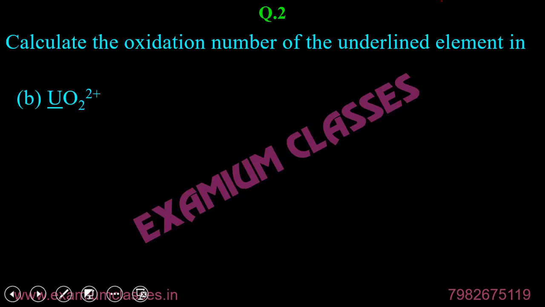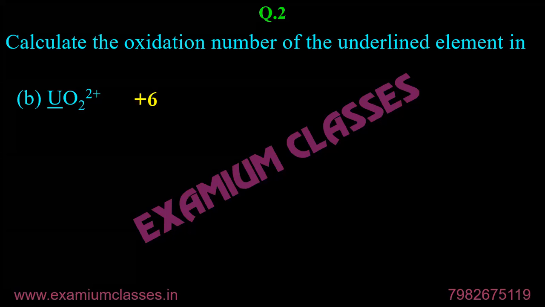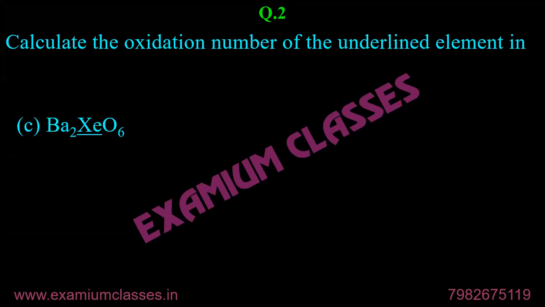Next one, UO2 2+. Now tell me the answer quickly, everyone. Yes, Ashi, good. Mehak, Tuhina, Karan, Shashwat, Devansh, Arohi, Shivangi. Correct. Okay, good. So it means you are able to calculate. It will be +6 using the same approach.